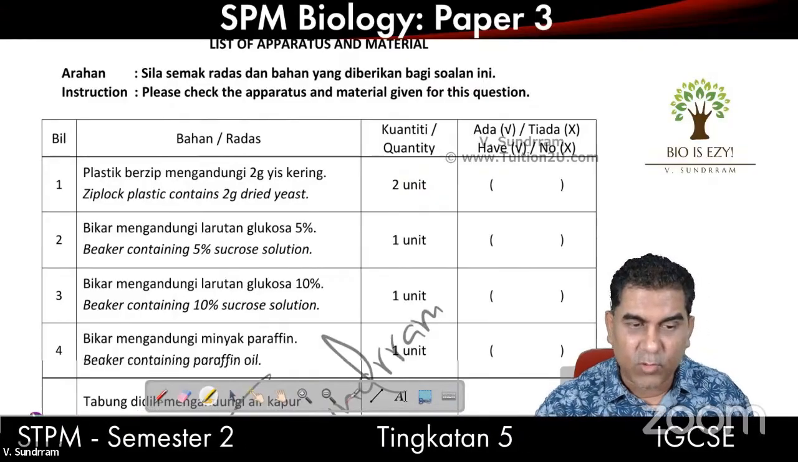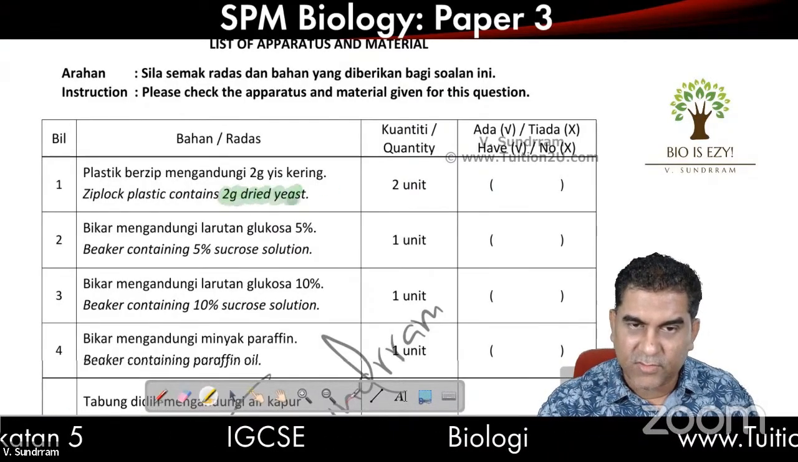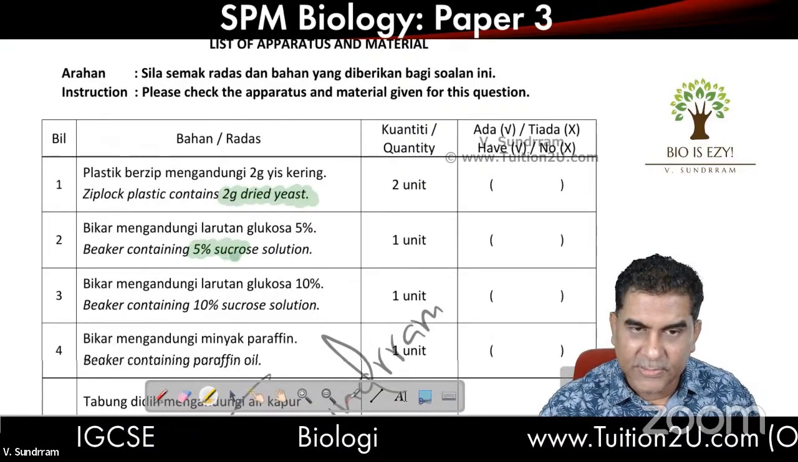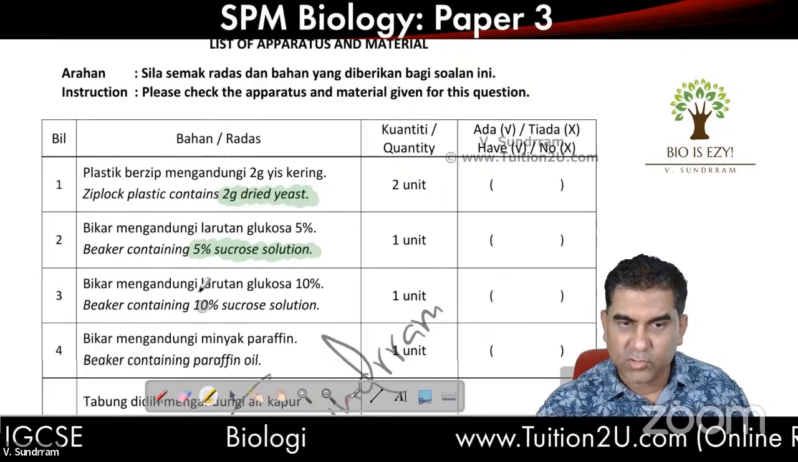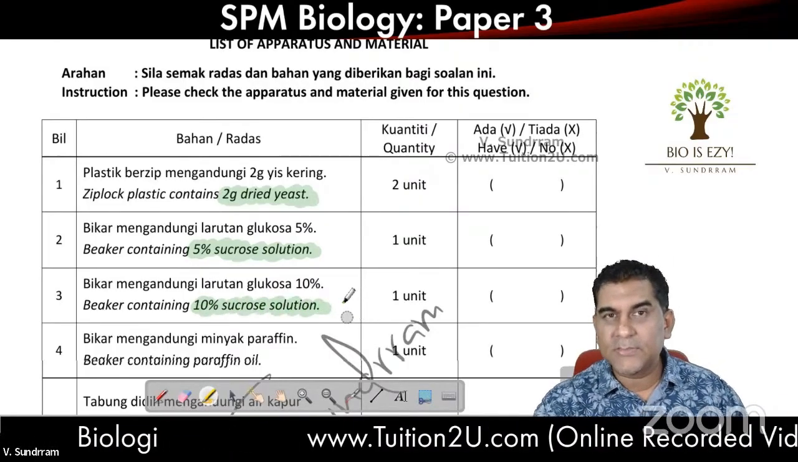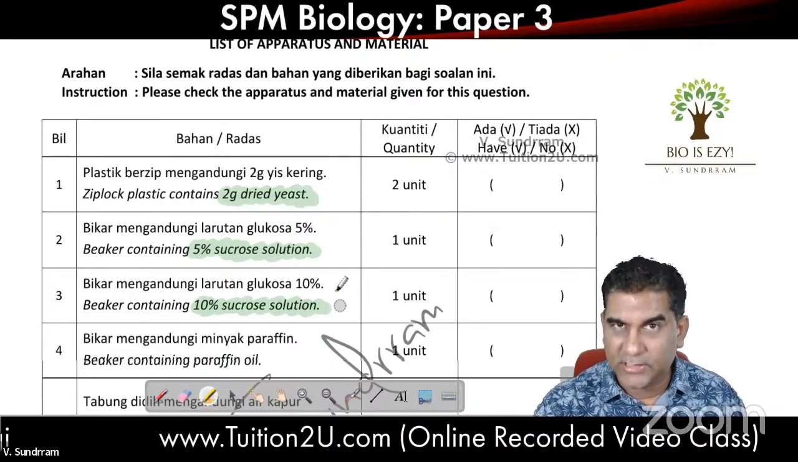Normally they'll have some quantitative words. For example, here you can see there is 2 grams of dried yeast. In here, they mentioned there is 5% sucrose solution. They also mentioned there is 10% sucrose solution. So that tells me that the sucrose solution concentration should be the manipulated variable.